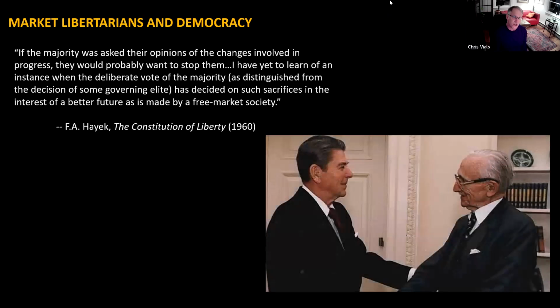Now, going forward, this idea of limited franchise is already also there in the market libertarians, the so-called neoliberals. So, for example, this is again shaking hands with Reagan, Friedrich Hayek, who was one of the founders of neoliberal economics: "If the majority was asked their opinions of the changes involved in progress, they'd probably want to stop them. I have yet to learn of an instance when the deliberate vote of the majority, as distinguished from the decision of some governing elite, has decided on such sacrifices in the interest of a better future, as is made by a free market society."